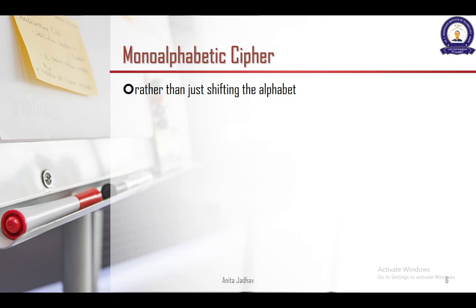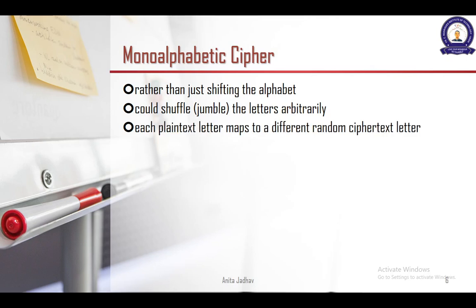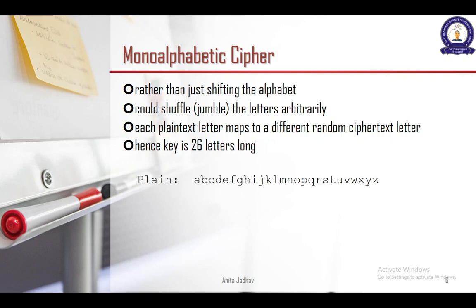So a monoalphabetic cipher is nothing but, rather than just shifting the alphabet, you can shuffle the letters arbitrarily. So what do you have? You take a random letter. You don't follow any key as such. So if I say A is replaced by B, somebody will say, okay, the key is +1. No, B can be replaced by D, B can be replaced by Z. So it is a random shuffling order. So hence the key can be 26 letters long. So plain text, if it is A, B, C, D, E, then I will have this kind of random substitution.